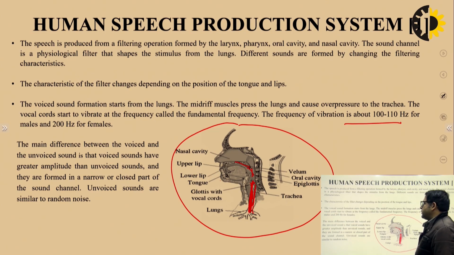The main difference between voiced and unvoiced sound is that voiced sounds have greater amplitude, whereas unvoiced sounds have a smaller amplitude. Unvoiced sounds are similar to random noise.